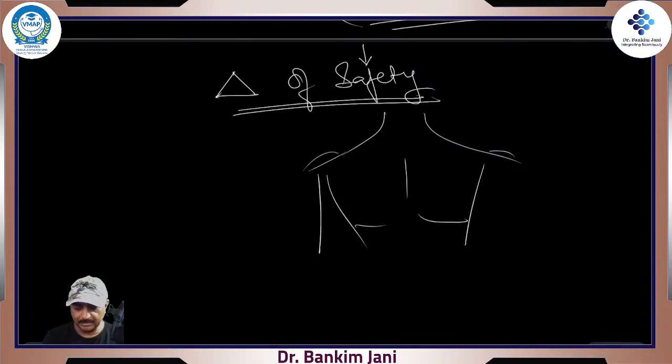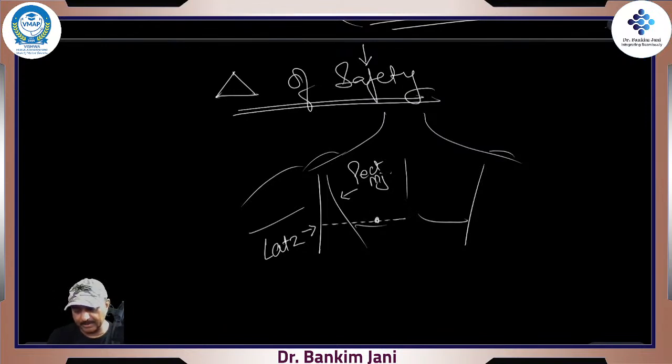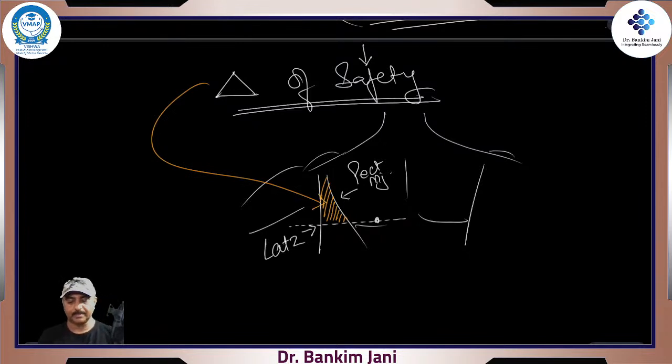Over here it would be his latissimus dorsi. His hand is over here. So this is the lats. This one is the pectoralis major. Over here, that's the nipple. So that means it is like the fifth intercostal space. This particular space is called the triangle of safety, right in the axillary region.